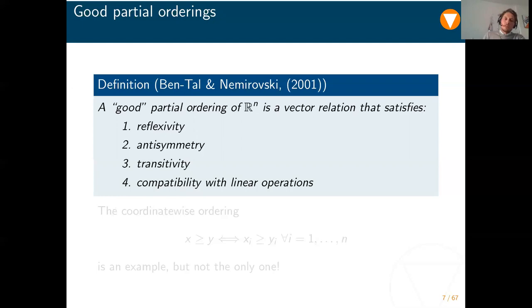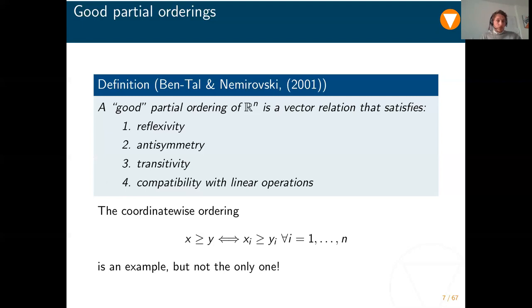I specifically did not write them out mathematically because I don't think it's important. The important point here is that in this book, at least, it is claimed that a partial ordering which behaves well is one that satisfies reflexivity, anti-symmetry, transitivity, and compatibility with linear operations. And now the coordinate-wise ordering, which is the ordering that underlies linear programming, is an example of such an ordering, but it's certainly not the only one.